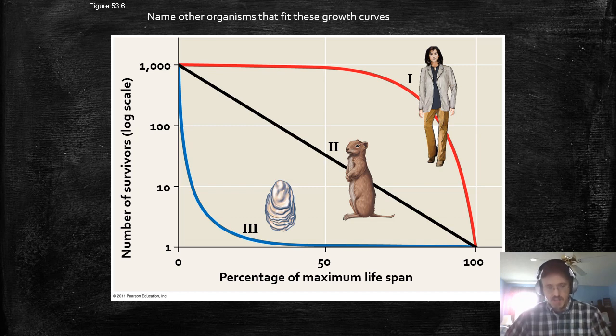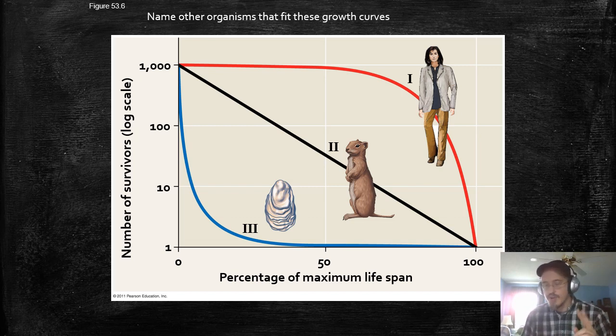On the x-axis, we have percentage of maximum lifespan. So 0 is birth, 100 is the longest anyone could possibly live. And then on the other axis is number of survivors. So we have everyone alive at birth, and in most of the world where there's modern medicine and things, if you are born alive, there's a good chance you'll live to be an adult. But as you can see, as we approach getting older here, more and more of us die until everyone is dead at a certain point.